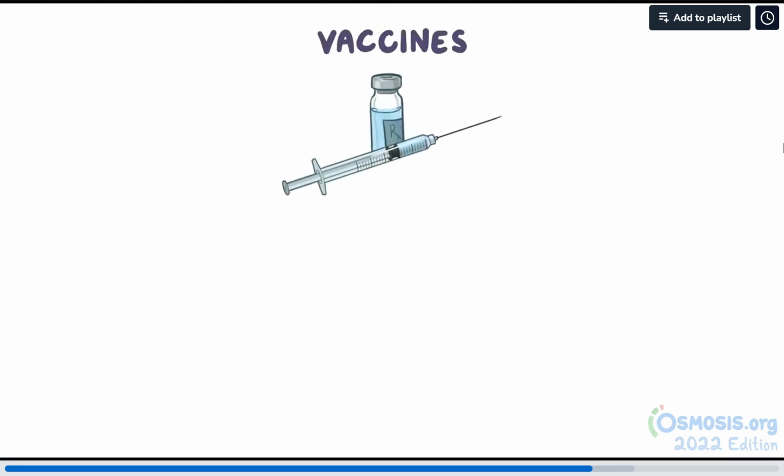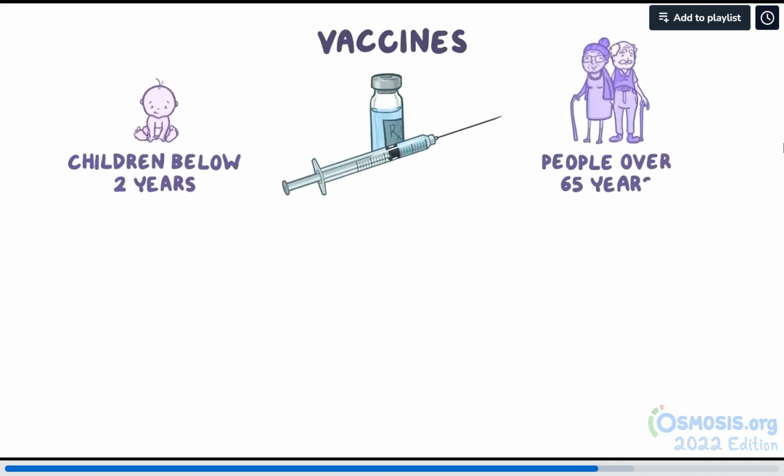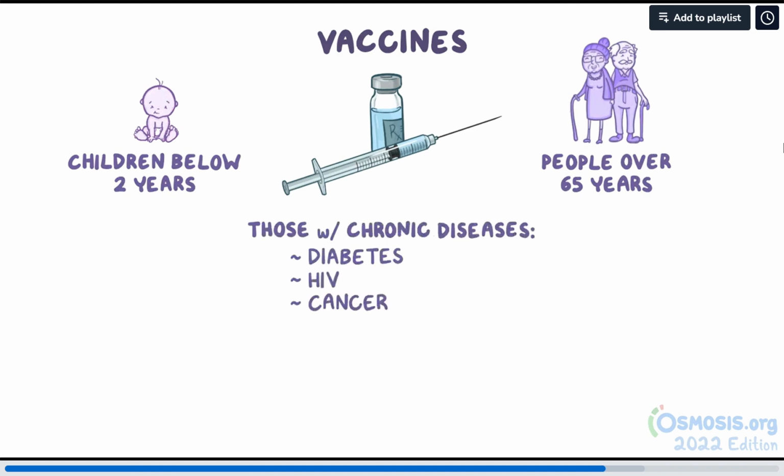Individuals at risk of strep pneumoniae infection should get vaccinated. This includes young children below 2 years, as well as people over 65 years old. Other risk groups include those with chronic diseases, such as diabetes, HIV, cancer, and most importantly, those with sickle cell disease and those with functional asplenia.